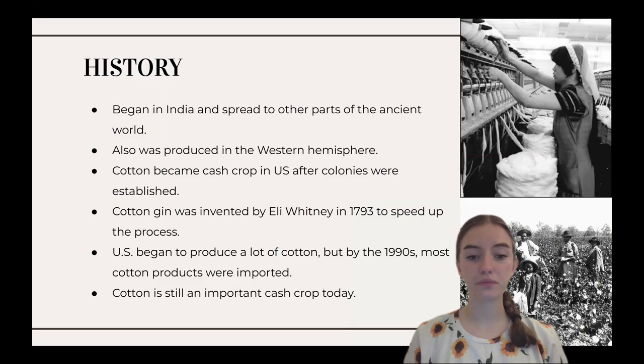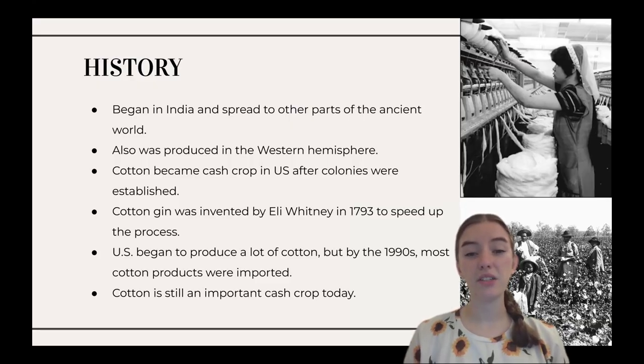very efficient. But in 1793, Eli Whitney invented the cotton gin, and this sped up the process of cotton production by 50 times. Previously, one person could produce about a pound of cotton a day. So this made a huge difference. So because of this, the United States began to produce a lot of cotton.